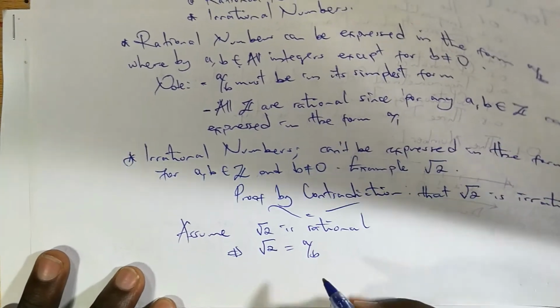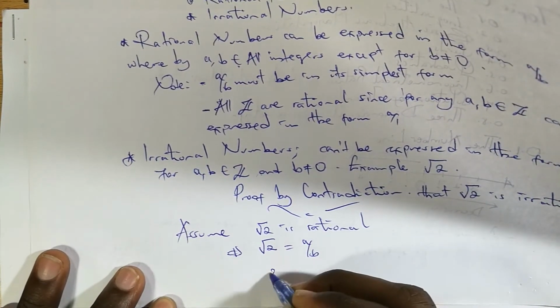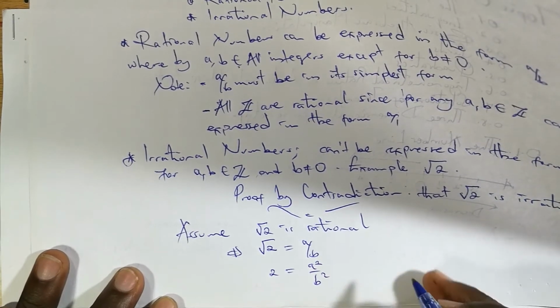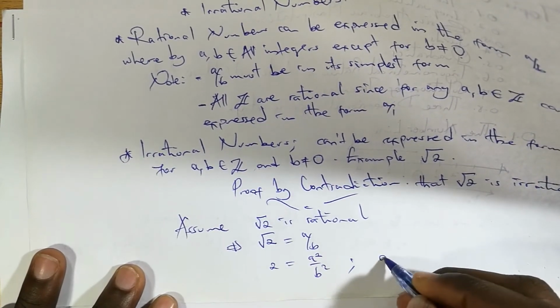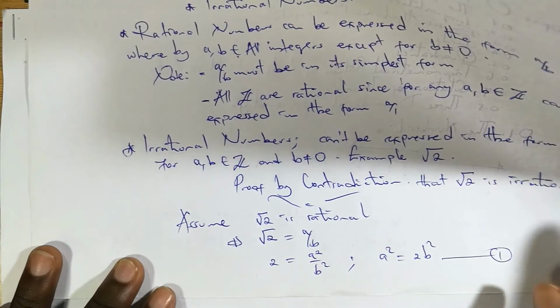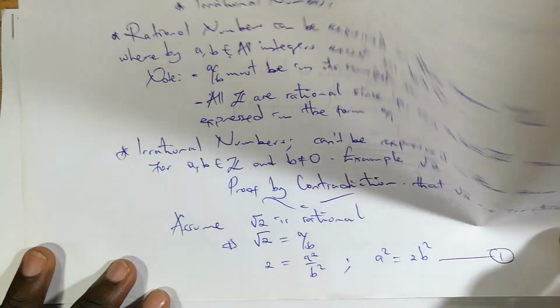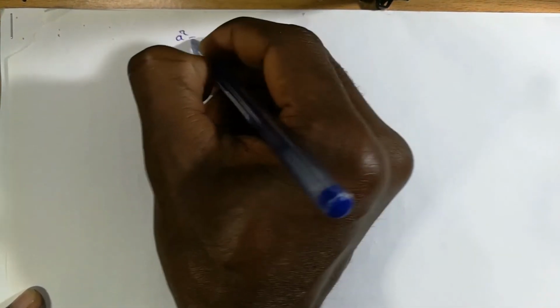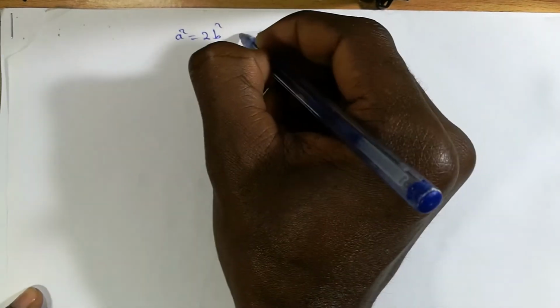You can simplify this. We square both sides to remove the root, remaining with 2 being a squared over b squared, so that we have a squared equals 2b squared. We can name this equation 1, so it might help us ahead of time. So now in equation 1, we have a squared equals 2b squared.